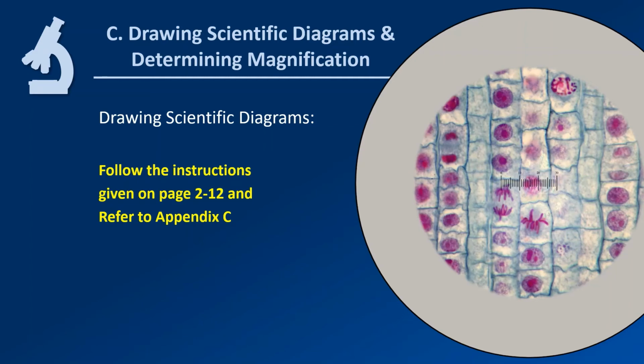What you're going to do for this last exercise, besides measuring the size of some cells, is a scientific diagram. I'm not going to go over all the instructions for a scientific diagram right now, but what I do want you to do is take a look at page 212 and also refer to Appendix C for some examples and instructions on how to do a scientific diagram. I'll show you a brief example here in a moment of what to do or what not to do and how a scientific diagram works. But do make sure you read these instructions carefully.